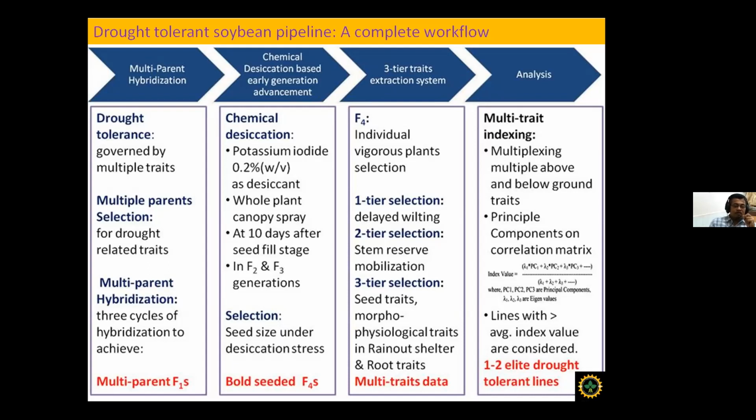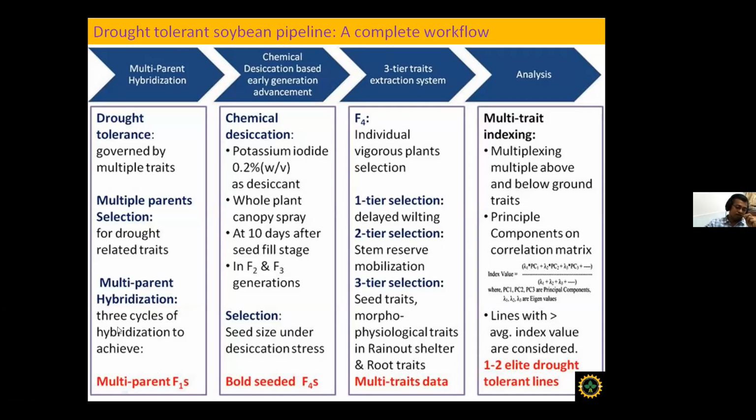What we do here, we start up with, as we all know, drought tolerance is governed by multiple traits, and therefore the very criterion is that multi-parent selection for drought tolerance is very important, and the need is to introgress five or six important drought-related traits into one genotype. That's why a multi-parent hybridization approach is adopted to get a multi-parent F1 in 3 cycles.